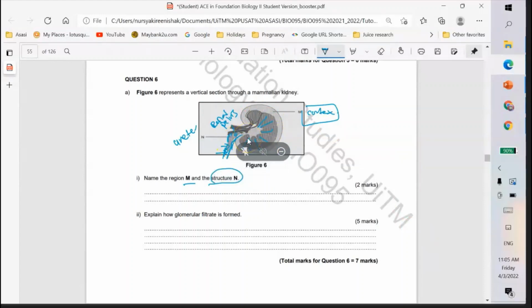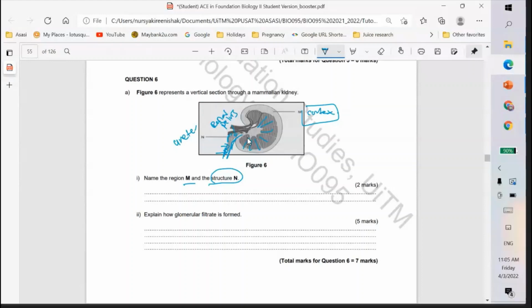Nampak juga. Saya nampak. Okay. Tak apalah kat sini. Okay, so the outer medulla. Dia lagging, sorry, dia lagging. Outer medulla and also inner medulla.